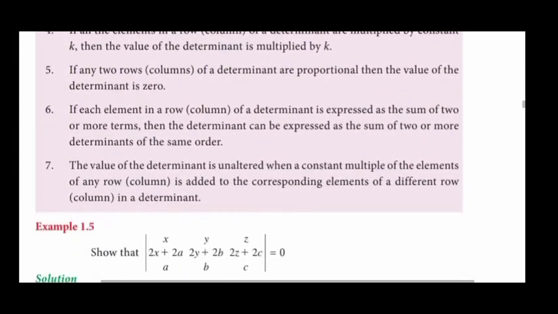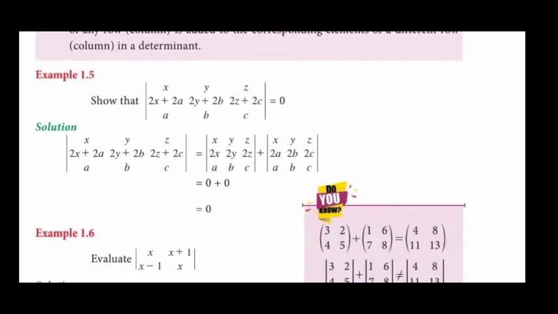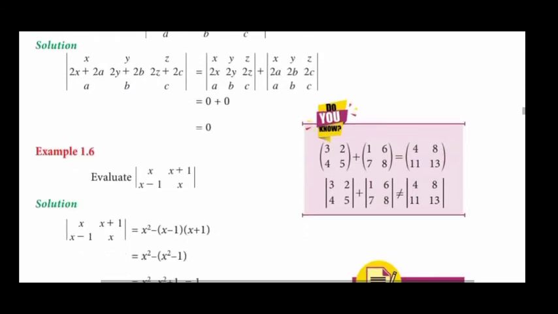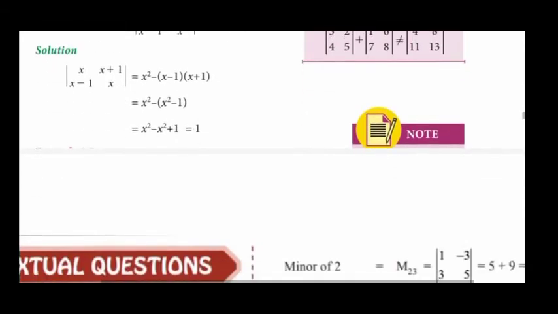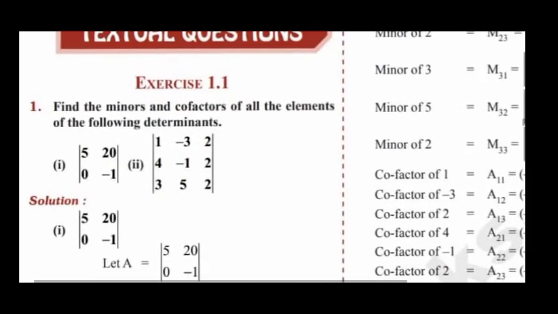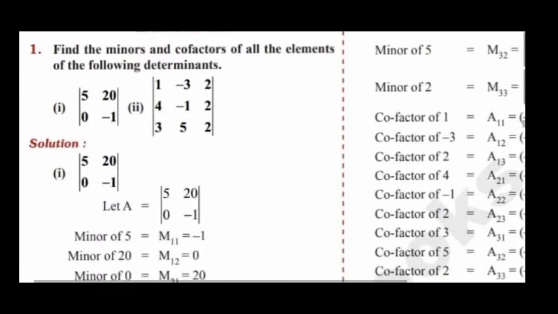Then here, example 1.5. This model sum is deleted for your examination. So we go to exercise 1.1. Here also they are asking to find the minor and cofactor of all the elements. Here 5, 20, 0, minus 1, all those things are given.